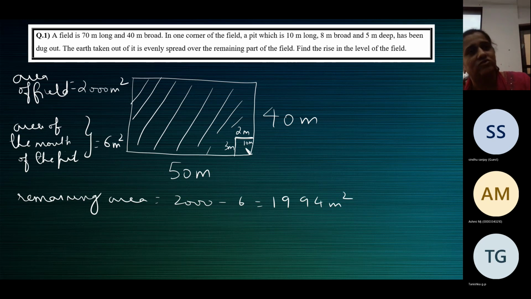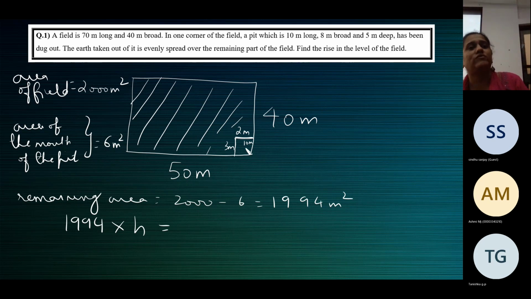Now, area into height is always volume. Remember that. Area into height is volume. Now, this area of 1994 meters square into that height of the platform, whatever is the height, is the volume. And this volume will be equal to the volume of the earth removed, because that volume only is dumped here. Whatever earth is removed, that only is dumped here.